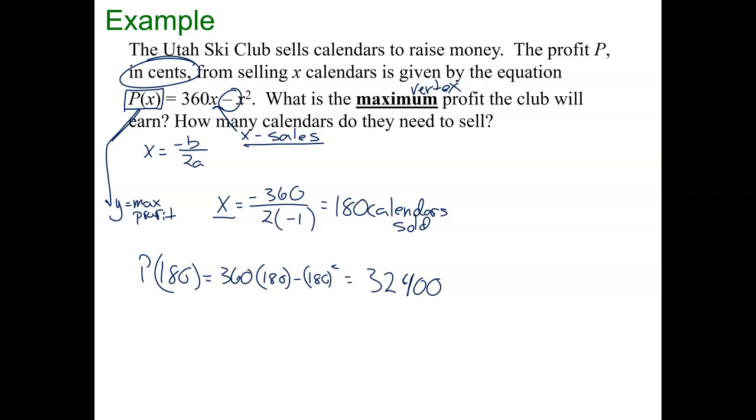32,400 divided by 100. Okay, $324 by selling 180 calendars.